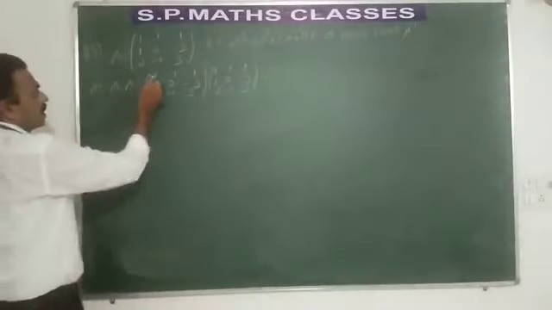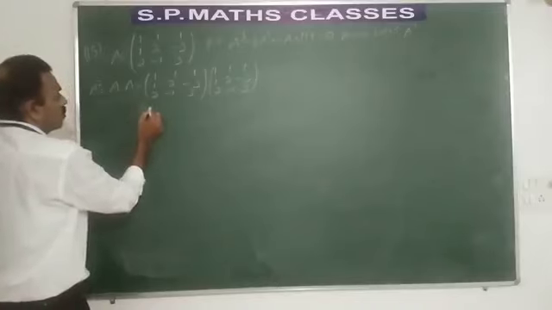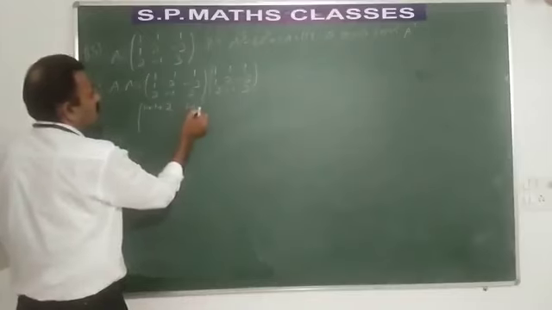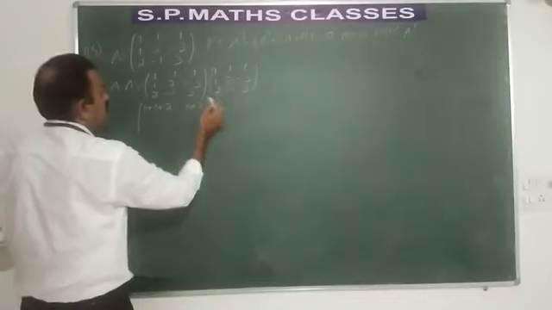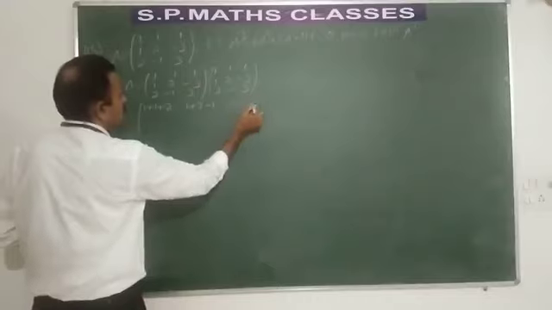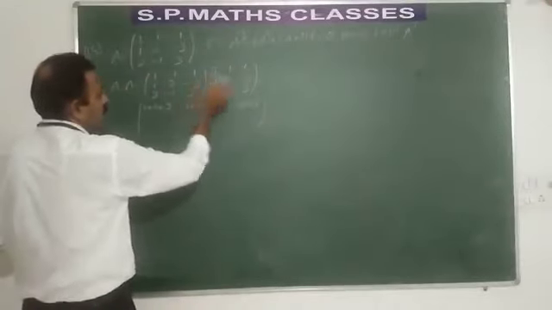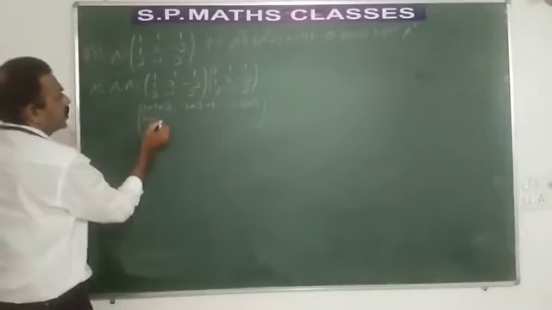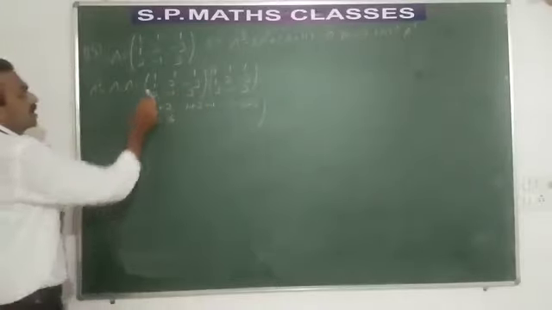Let us take the product. 1 plus 1 plus 2. First row, second column, 1 plus 2 minus 1. First row, third column, 1 minus 3 plus 3. Think you have understood? 1 into 1, 1. 1 into minus 3, 1 into 3 is 3. Second row, 1 into 1, 1. 2 into 1, 2. Minus 3 into 2, minus 6.